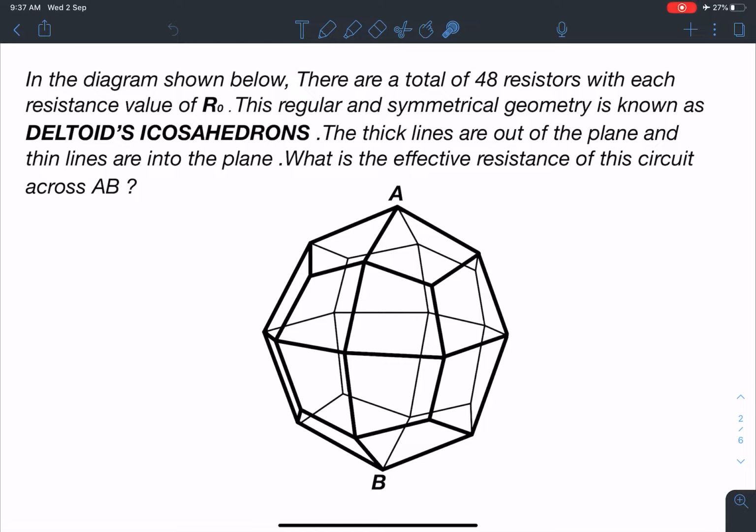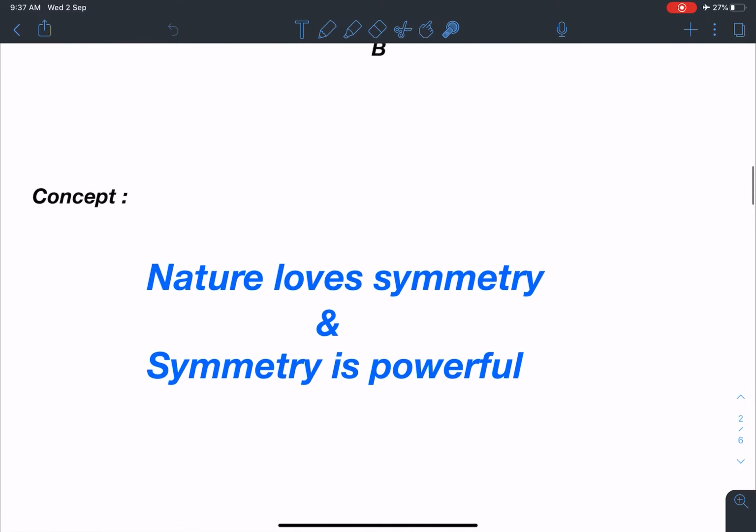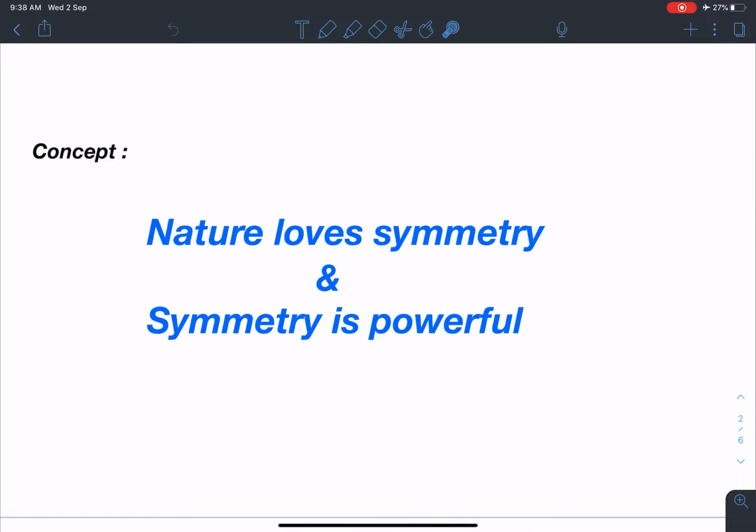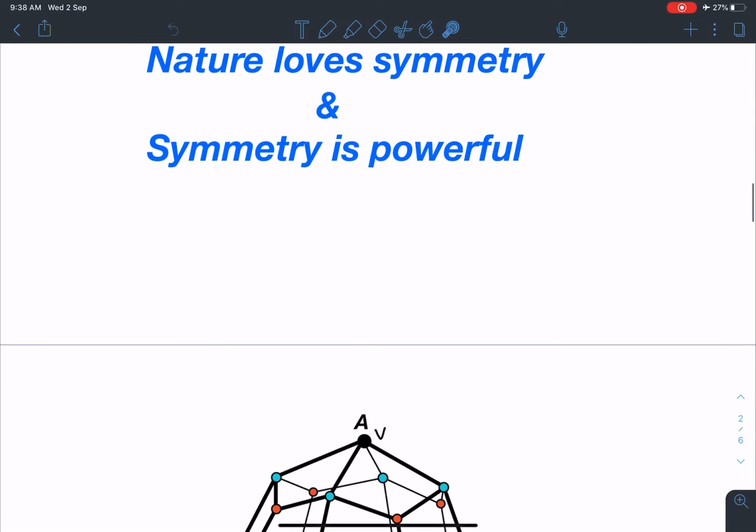So this problem looks very complicated, but let me tell you, its solution is extremely simple, very easy, though it looks very scary, to be honest, when you see it for the first time especially. And here you can see these dark lines, these dark lines are actually out of the plane, and these thin lines or lighter lines, these are into the plane. So let's discuss the concept of this problem. And as I always say, the concept is nature loves symmetry and symmetry is powerful. So you'll see the power of symmetry in this particular problem. So let's discuss straight away.